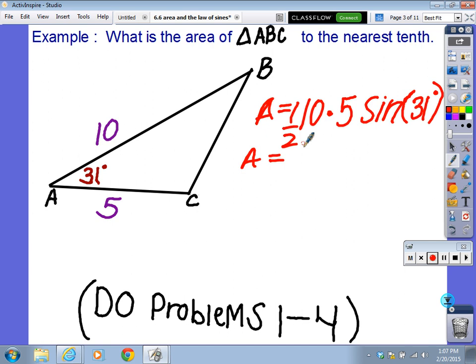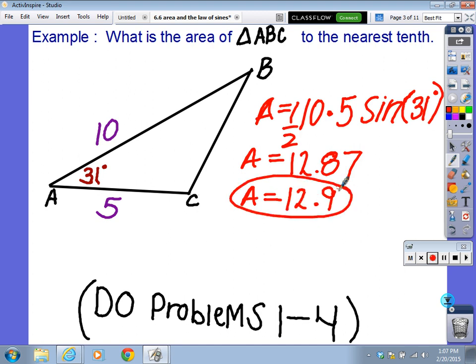So 1/2 times 10 times 5 times sine of 31. Practice plugging it in. That's 12.87 something or other. We'll round to the nearest tenth. So area is equal to 12.9.